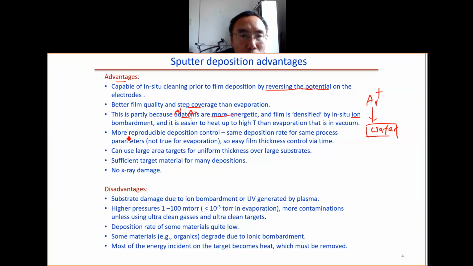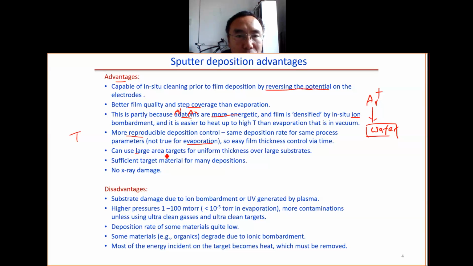And deposition is more reproducible than evaporation. We know that for evaporation, a small change of the temperature can lead to a big change of the deposition rate. As a result, for evaporation, we need a quartz crystal balance to monitor the film thickness. But for sputter deposition, we do not need to monitor the film thickness because the film thickness is very predictable if you know the power, the pressure, and the recipe.